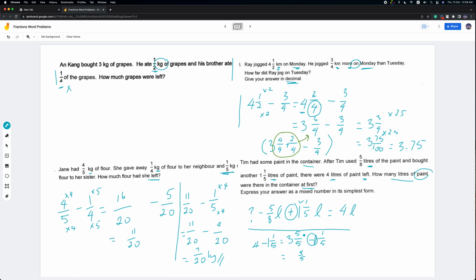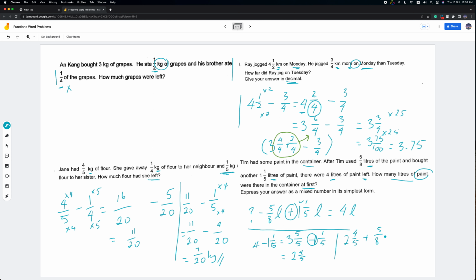So 5/5 minus 1/5 will give us 4/5. 3 minus 1 equals 2. So we have 2 and 4/5 after giving back the 1/5. Alright, so now we're going to have to add back what we used. So 2 and 4/5, we will add back to 5/8.